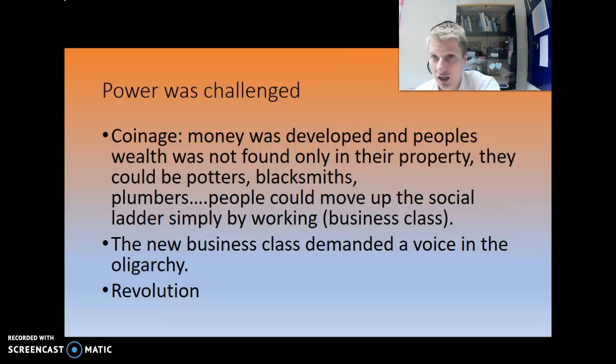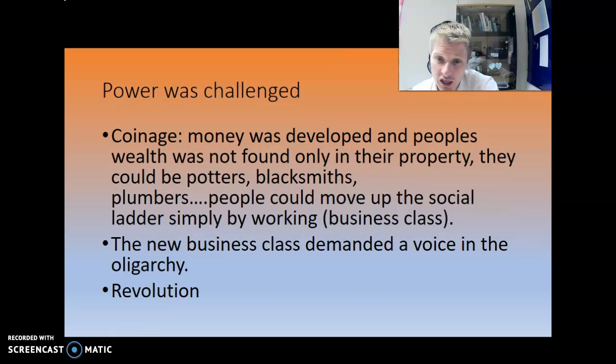As power was challenged, another important factor is that up until this point, if you had land, you were wealthy. If you had animals, you could trade them, a chicken for somebody's house, right? You needed land in order to be wealthy. However, that changed when coins became a thing. And I'll send you a picture of some of the coins.